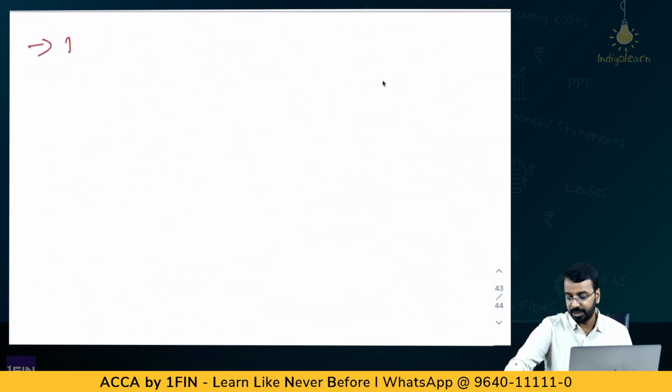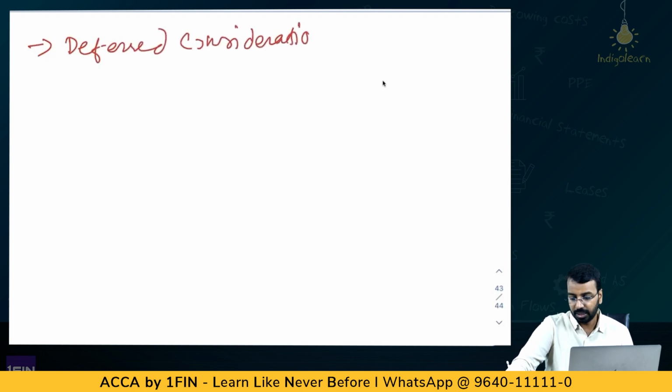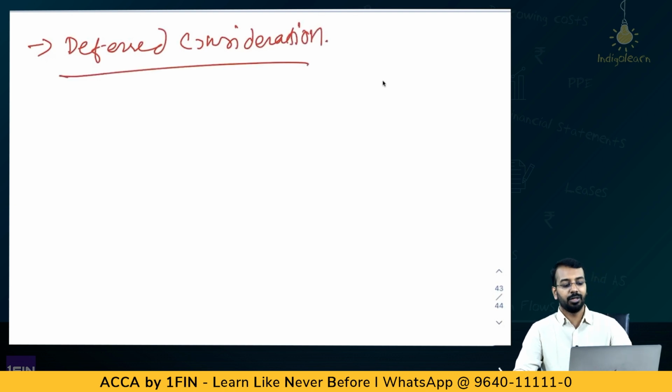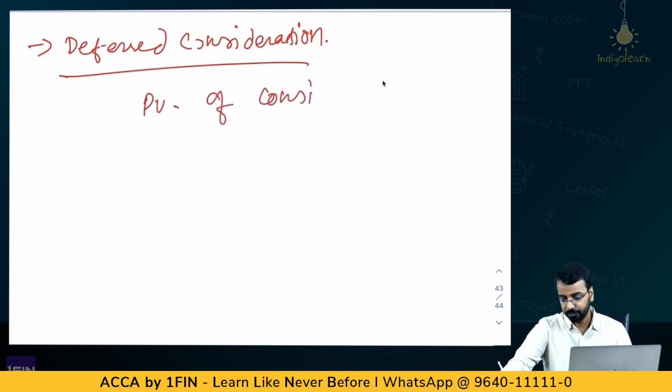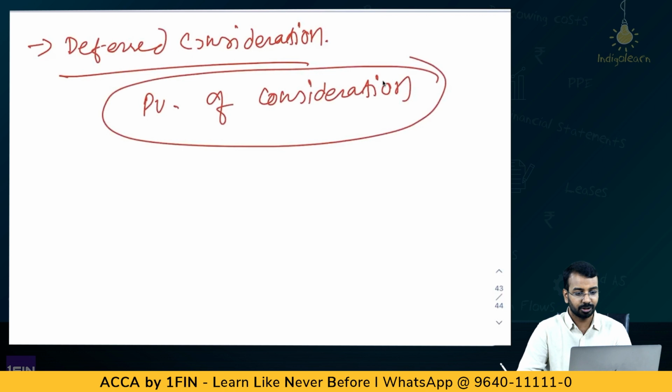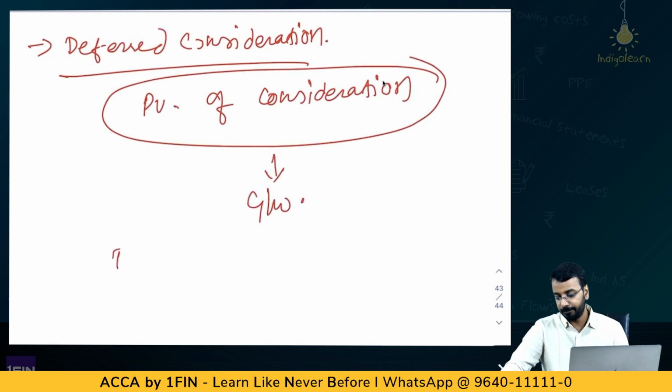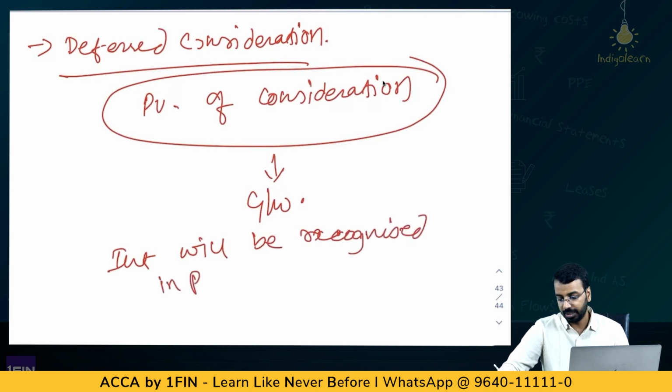Now, sometimes there can be deferred consideration. Deferred consideration means parent says we will pay after 1 year, after 2 years, after 3 years. So, if there is deferred consideration, you will calculate the present value of consideration, and this present value, or the fair value of consideration, is what will be used for calculation of goodwill. The interest component will be recognized in P&L. So, that is with respect to deferred consideration.